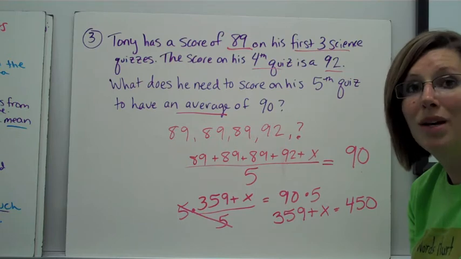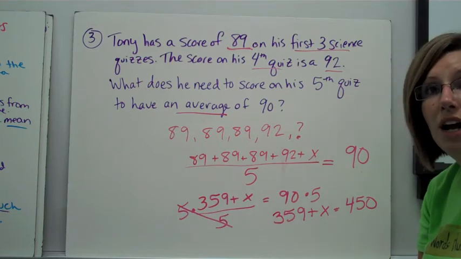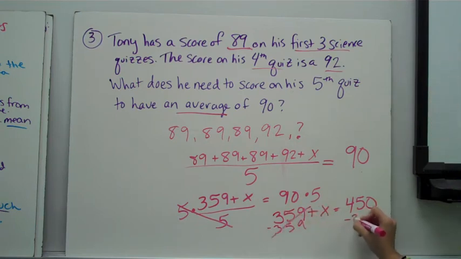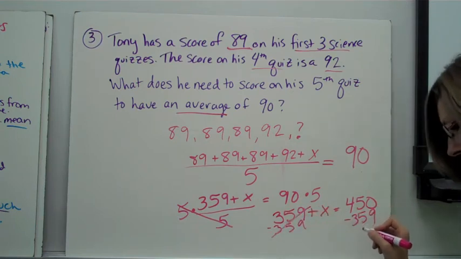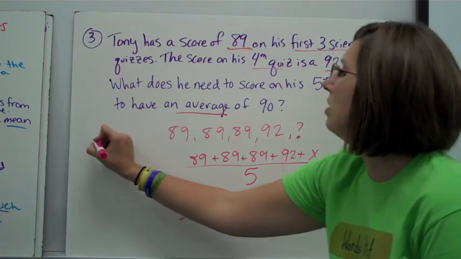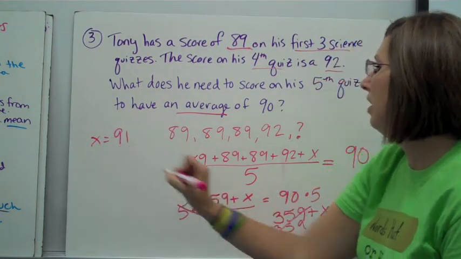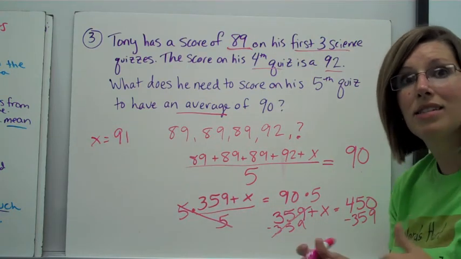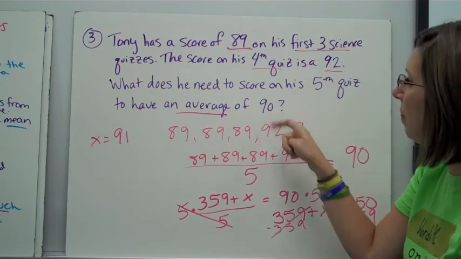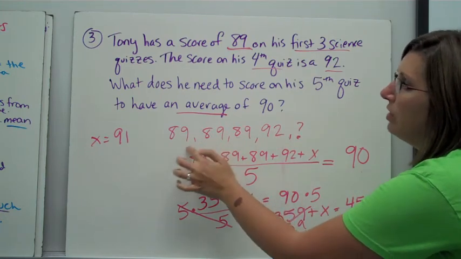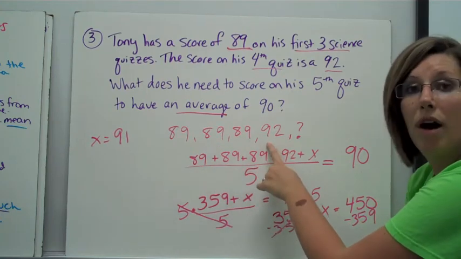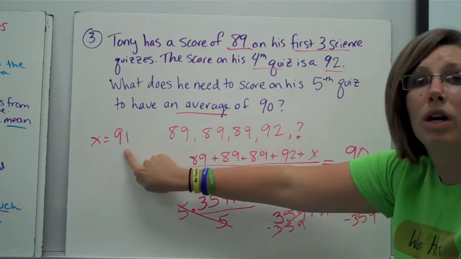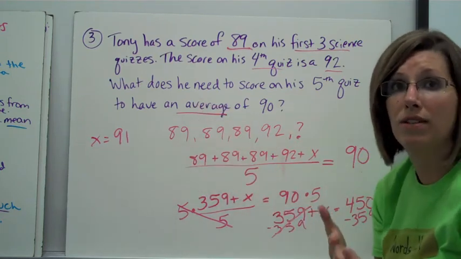My very last step is to subtract 359 from both sides. When you work that out in your calculator, you'll see that x equals 91. Always go back and make sure that your answer makes sense. He wants an average of 90. So far he's got 3 scores that are lower than 90, 1 score that's above a 90. So for his average to be a 90, he really is going to have to score higher than a 90 to still achieve his goal.